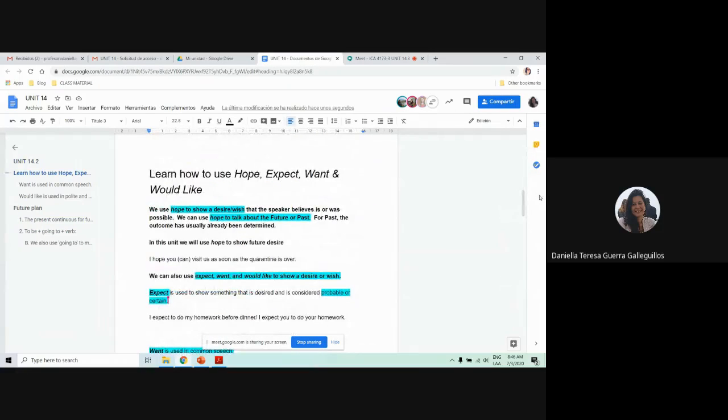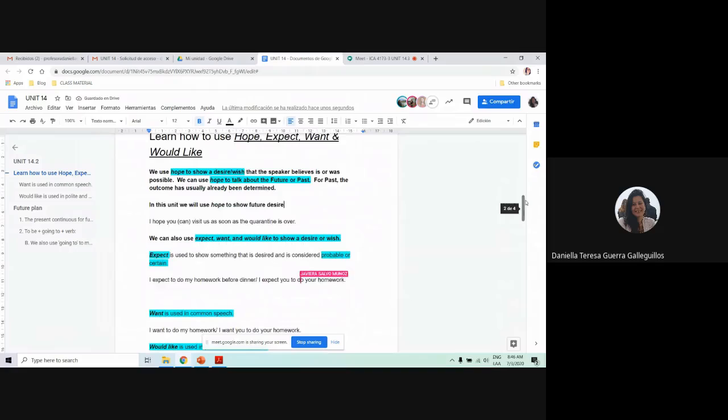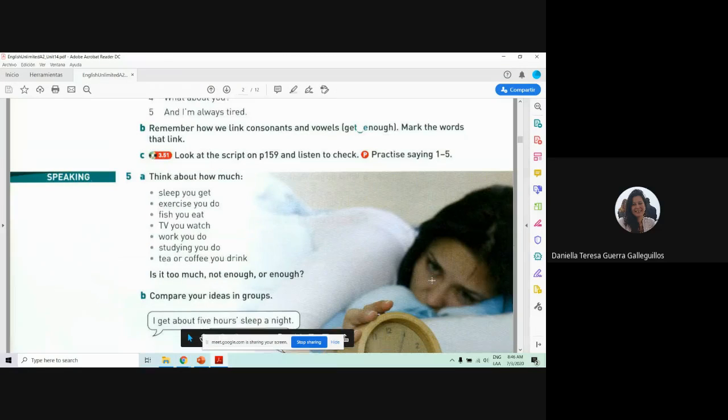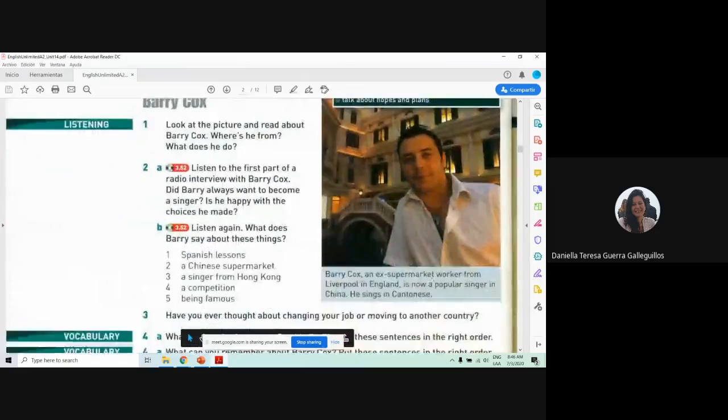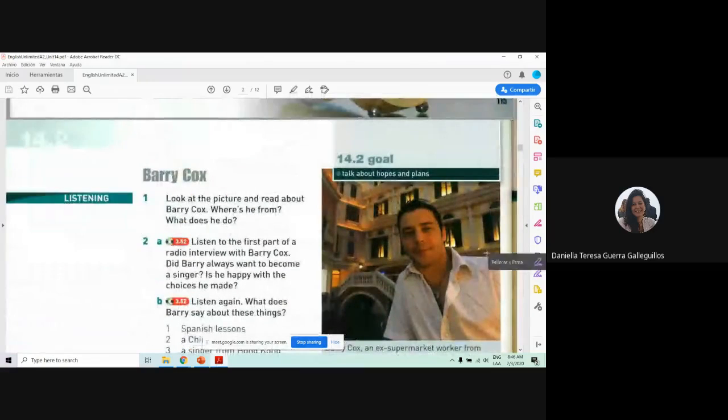Let's get started. It says learn how to use hope, expect, want, and would like. So these are the words we are going to be using in this part, because our objective in Unit 14.2 is mainly to talk about future plans and future ideas and future expectations. Look at our book. I'm going to go down because we have been moving a little bit faster. So talk about hopes and plans, right?